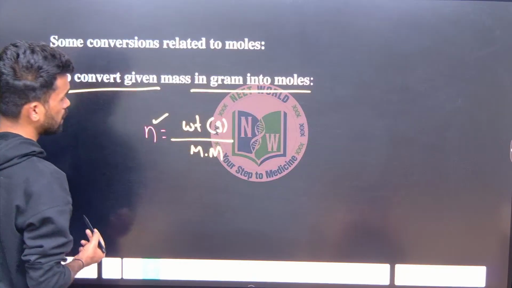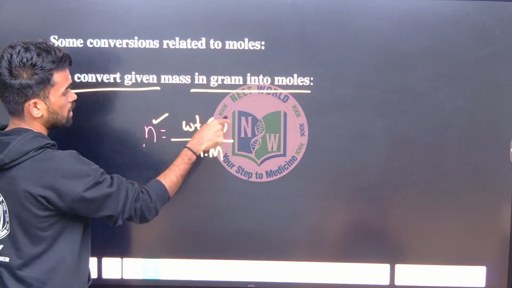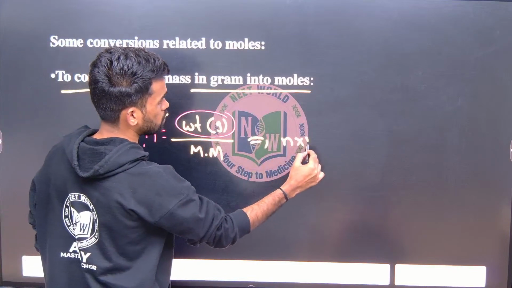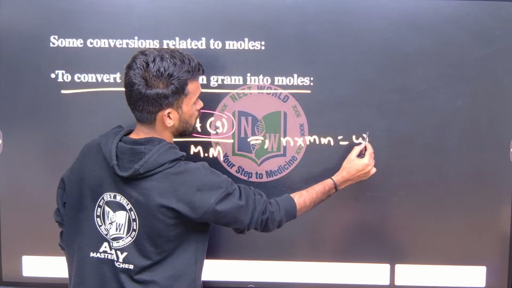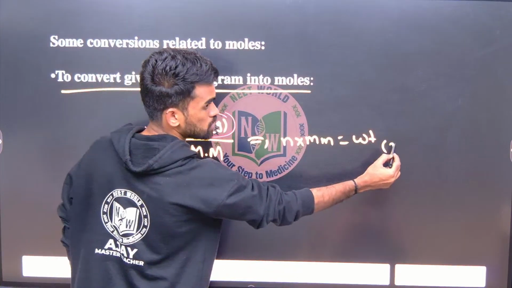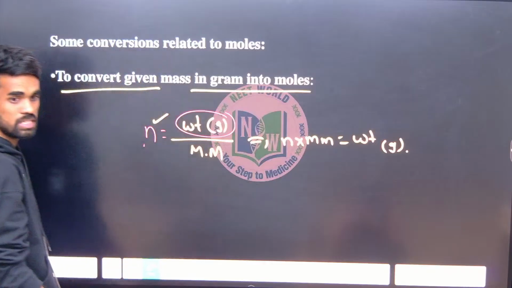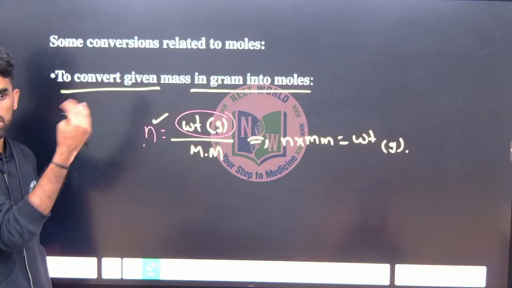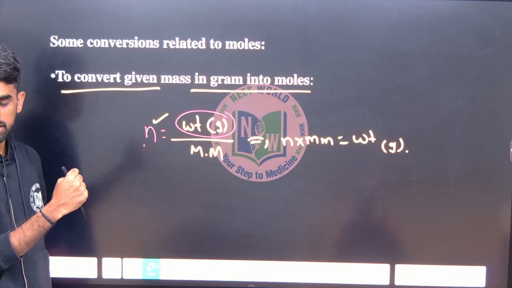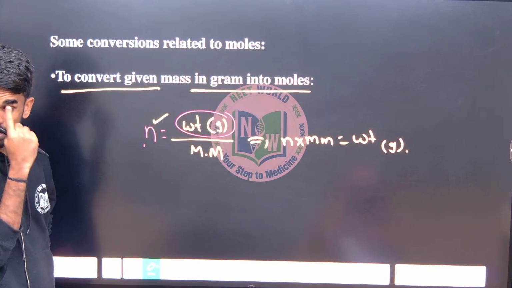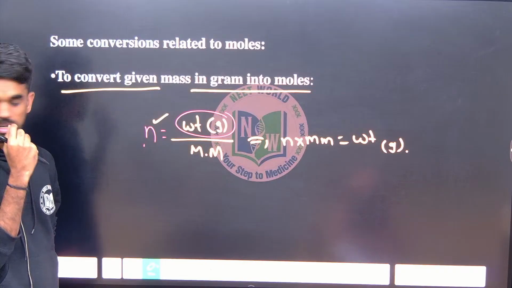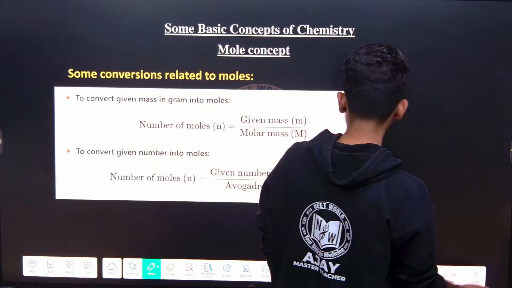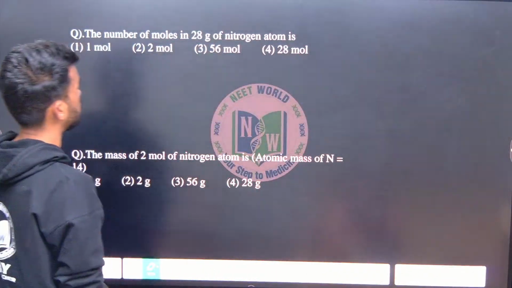Next, if number of moles is given and they are asking for weight, number of moles times molar mass gives the weight of that particular substance in grams. Then next, what we discussed along with this: conversion of number of moles into volume at STP conditions, and the next, number of particles. So now based on this, just solve these questions. Tell me what is the answer for this.